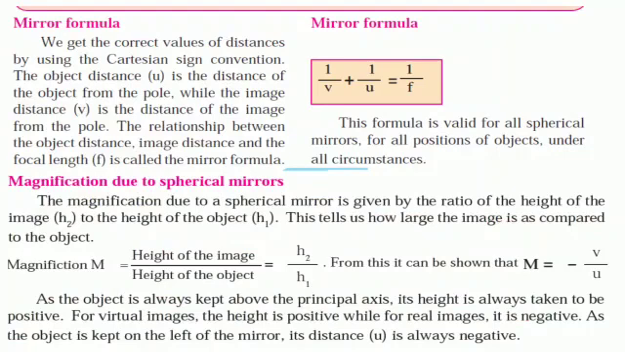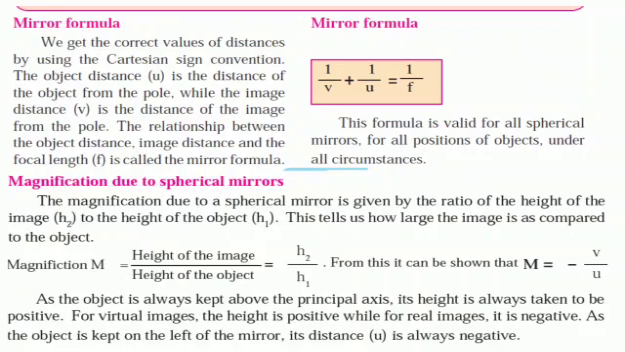The object distance u is the distance of the object from the pole, while the image distance v is the distance of the image from the pole. V-image, children learn this way. V stands for the distance of the image from the pole, and u stands for the distance of the object. The relationship between the object distance, image distance, and the focal length is given by the formula called mirror formula. So 1 upon v plus 1 upon u is equal to 1 upon f.